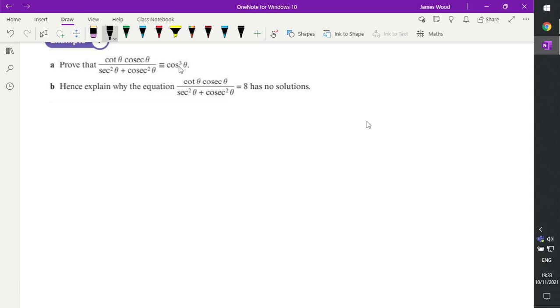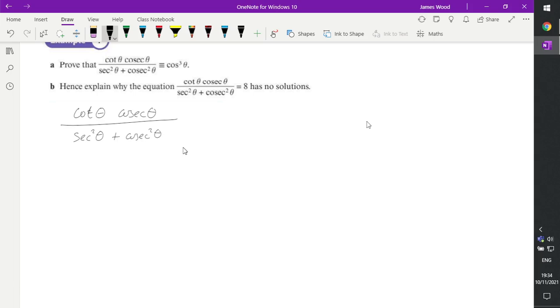Now in these questions, like we did them before, you have to either start with the left and rearrange it by doing some simplifying like we did in the last slide to get to the result on the right, or vice versa. I would normally always start with the one that looks most complicated, and then you could simplify it down to get the thing on the right. So I'm going to start at the left-hand side here. Cot theta times cosec theta, all divided by sec squared theta plus cosec squared theta.